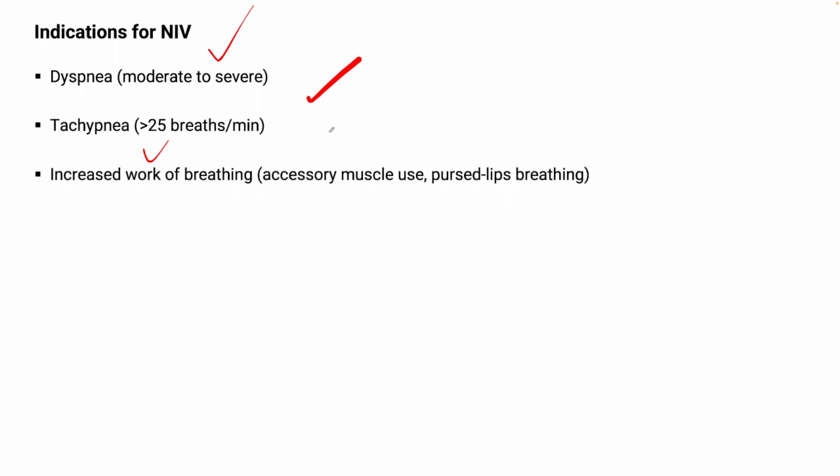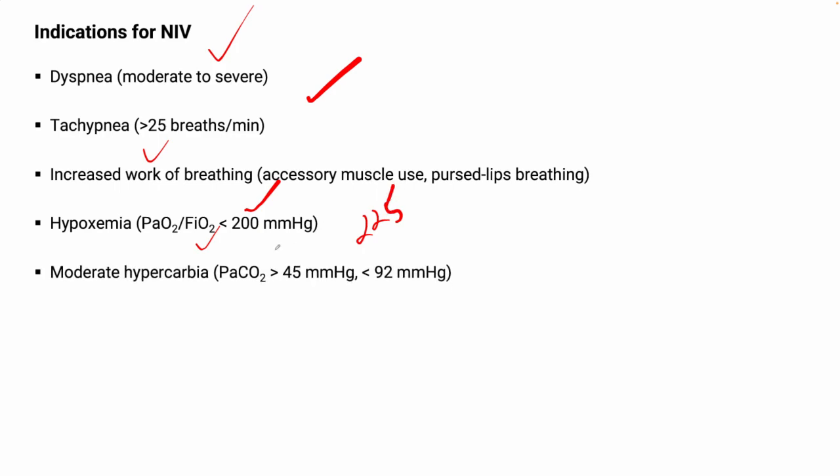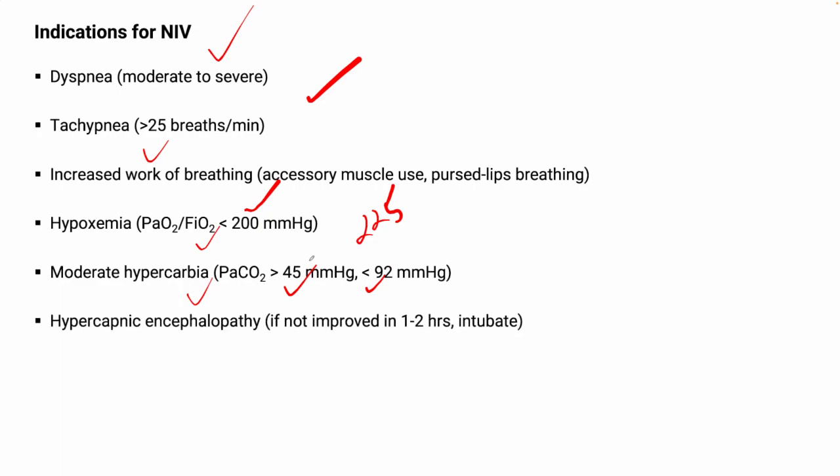Okay. Now, increased work of breathing, where the accessory muscles like the diaphragm will be used, and you can see paradoxical breathing. Then hypoxemia, where the PaO2/FiO2 ratio will be less than 200 mm of Hg, because the normal ratio is 2 to 5, as we have already seen. Then moderate hypercapnia, that is PaCO2 level greater than 45 or less than 92. Hypercapnia and hypercapnia are the same.